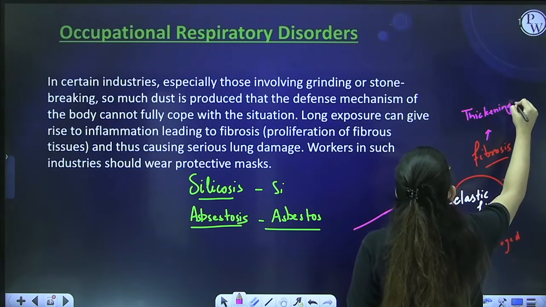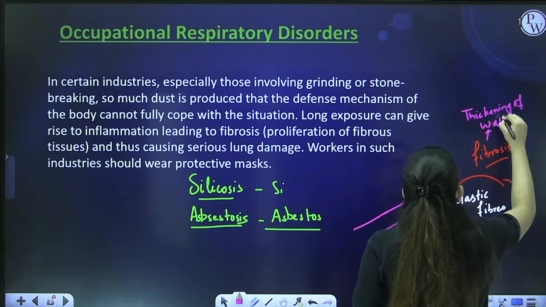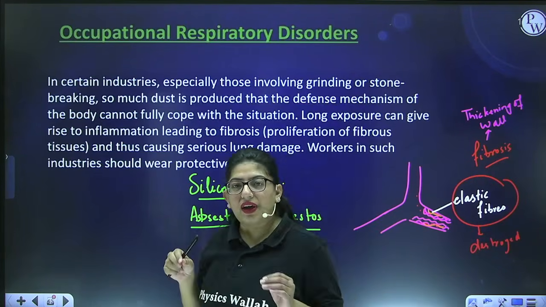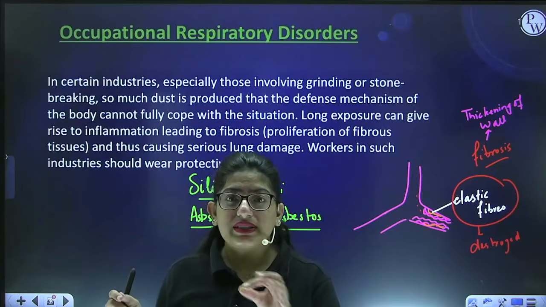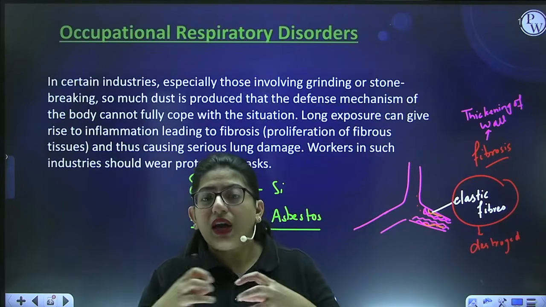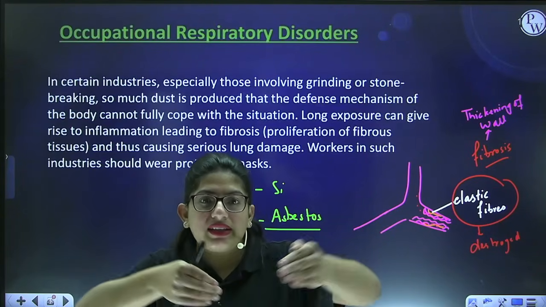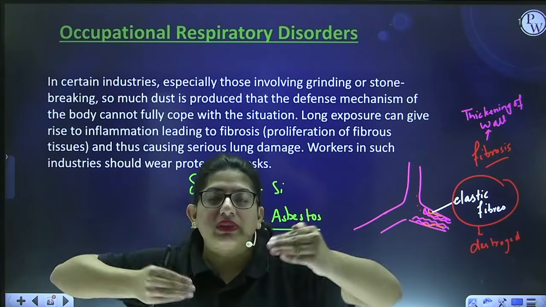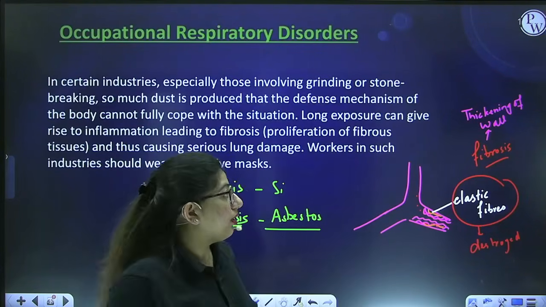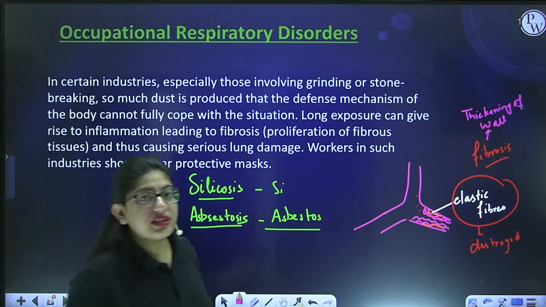Thickening of the wall. Why? Because earlier this fiber was elastic and it was single. Now it has been broken down into pieces and is no more elastic, which will lead to the accumulation of small parts, and hence the inflammation response starts and the wall becomes thick, leading to narrowing of the lumen. So by fibrosis, thickening of the wall occurs.